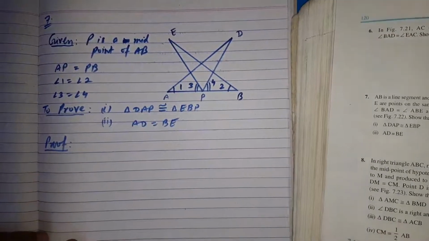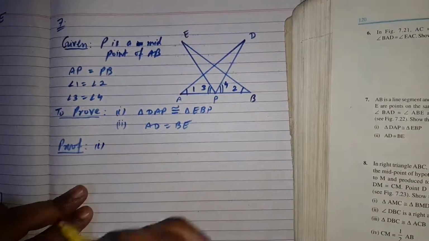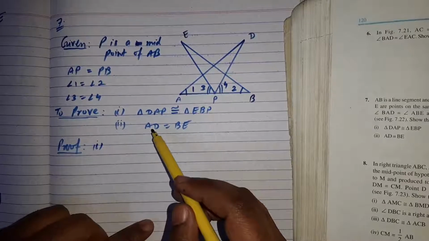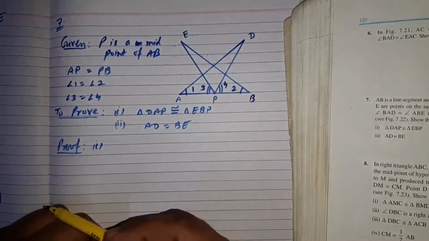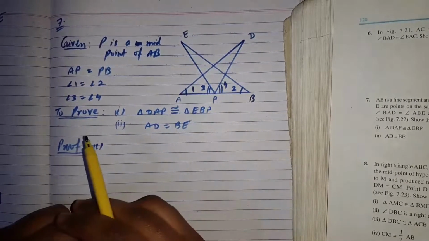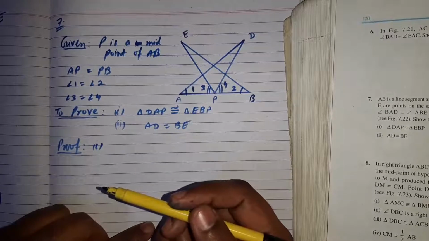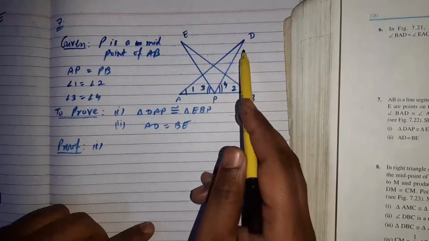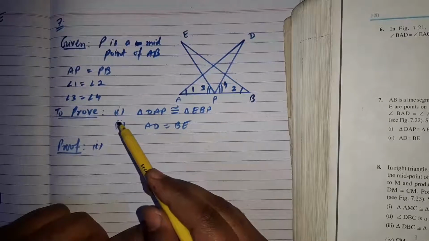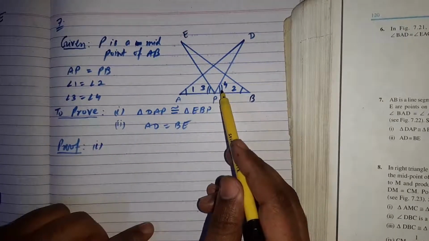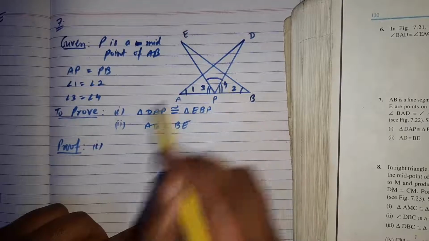The first part. Now see the triangle DAP and triangle EBP. Angle 1 is equal to angle 2, it is given. AP is equal to PB because P is the midpoint of AB. But the complete angle APD is equal to angle BPE, it is not given. It is only given angle 3 is equal to angle 4. So for making these two angles equal, we have to add this common angle.